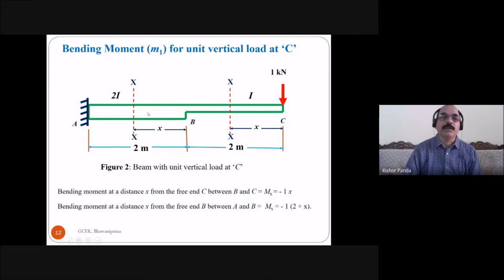Similarly, between A and B, the bending moment at a distance x from the free end between A and B is equal to mx is equal to, due to this force, what is the moment here? Minus 1 into this distance. So this is x and this is 2, so minus 1 into x plus 2. This is the moment due to the unit vertical load at C.